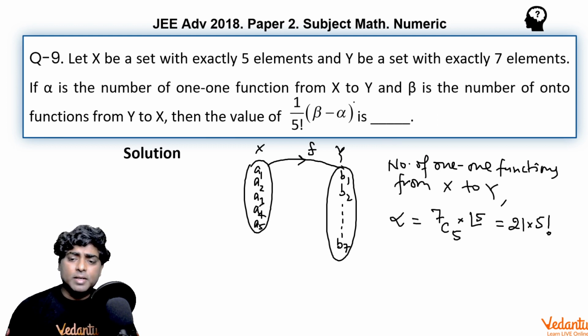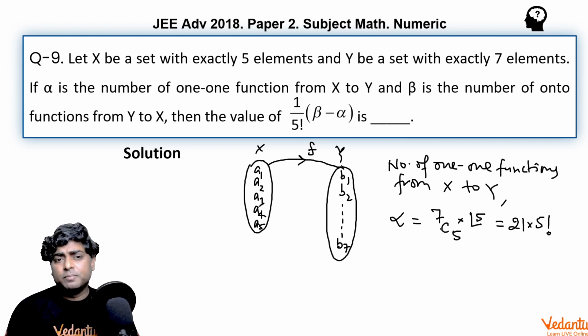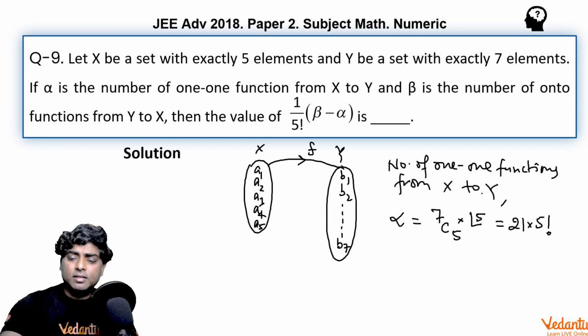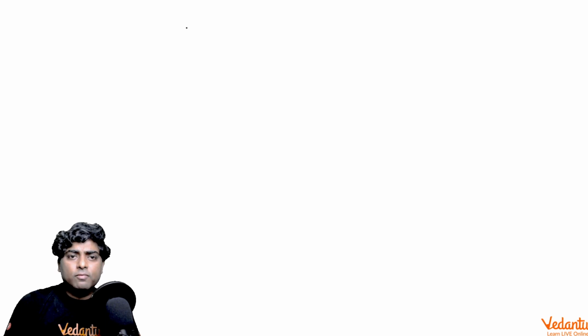Now how can you find beta? Beta is the number of onto functions from Y to X. There is a formula for getting onto functions, using the principle of inclusion exclusion, which I will discuss later. So we'll find beta not using that formula, we'll find beta from the basics. So I am considering from Y to X now.